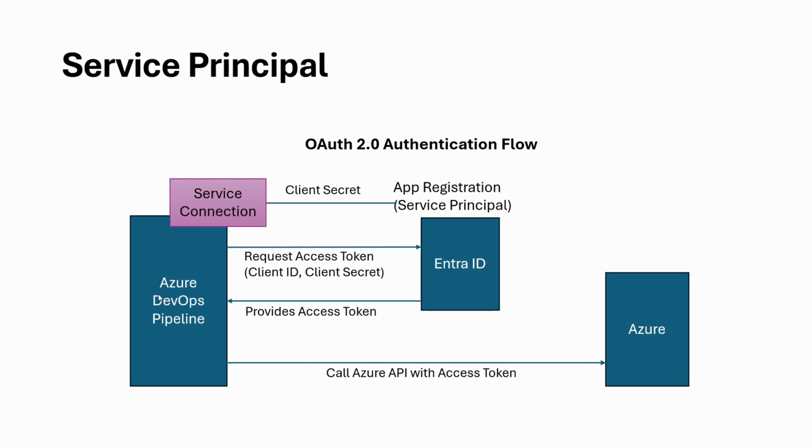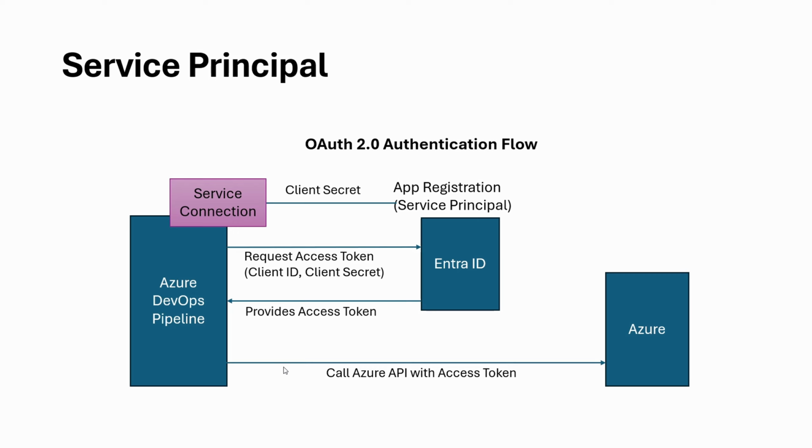So whenever an Azure DevOps pipeline wants to make changes to the Azure environment, first it requests the access token. And during the request, client ID and client secret are shared in the API call. Then Entra ID verifies those client ID and secret against the service principal. And once the verification is done, the access token is provided to the Azure DevOps pipeline. Then the changes are made to Azure using the Azure API with the access token. So this is the workflow of the service principal.